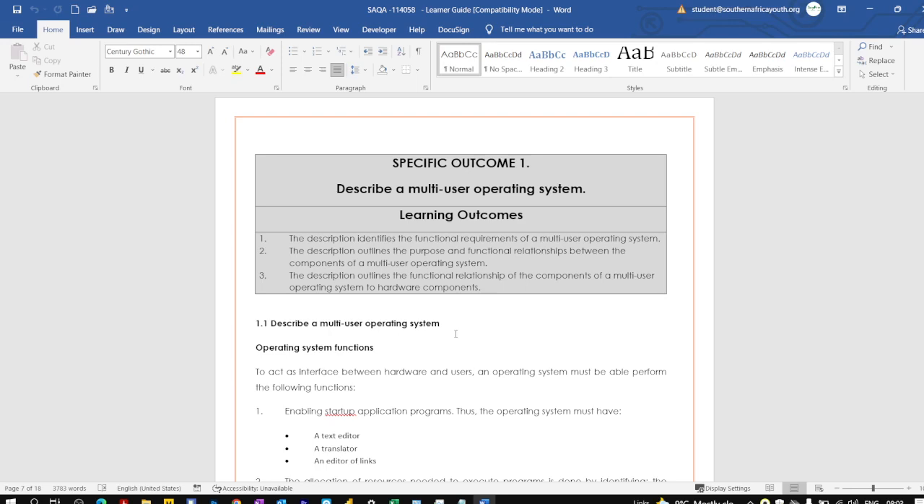So we need to see how it functions and what those functions are that it has, and what the requirements are for those functions to become real at the end of the day. Then our description should also outline the purpose and the functional relationships between the components of a multi-user operating system. As you might know, the moment we mention such words as system, we're talking about many parts coming together to work as a single entity.